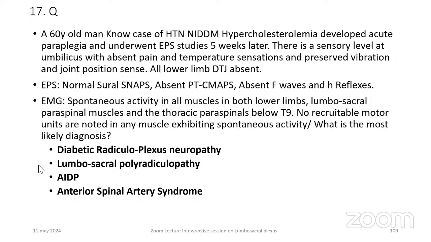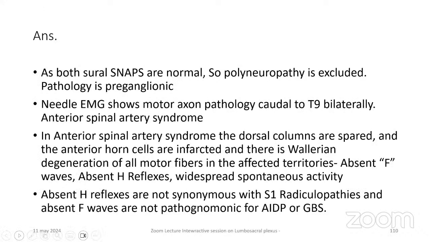So this scenario is typical for anterior spinal artery syndrome. Yes, I think you can hit the bull's eye with that. That's the correct answer. Absent H reflexes are not synonymous with S1 radiculopathy, and absent F waves are not pathognomonic of it. In anterior spinal artery syndrome, the dorsal columns are spared and the anterior horn cells are infarcted, and there is Wallerian degeneration of all the motor fibers in the affected territories. Absent F waves, absent H reflexes, widespread spontaneous activity. Well, good answer. Well done.